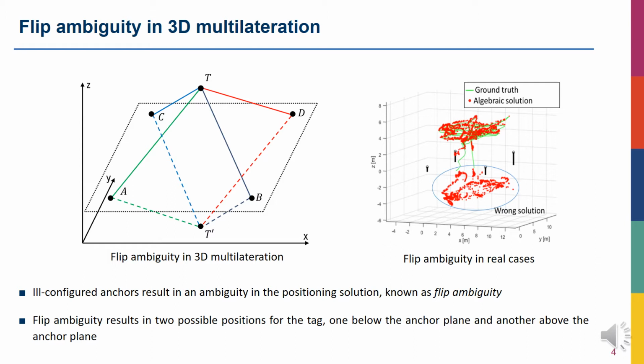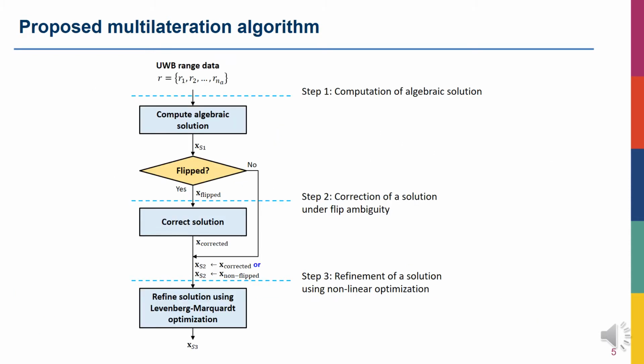Ill-configured anchors result in an ambiguity in the positioning solution known as flip ambiguity. Flip ambiguity results in two possible solutions for the tag, one below the anchor plane and another above the anchor plane, which can cause huge error if we take the flip solution. There are several approaches for detecting flip ambiguity in 3D multilateration, but none proposes a method for correcting the potentially flipped solution. In this study, we present a multilateration approach which automatically resolves the flip ambiguity.